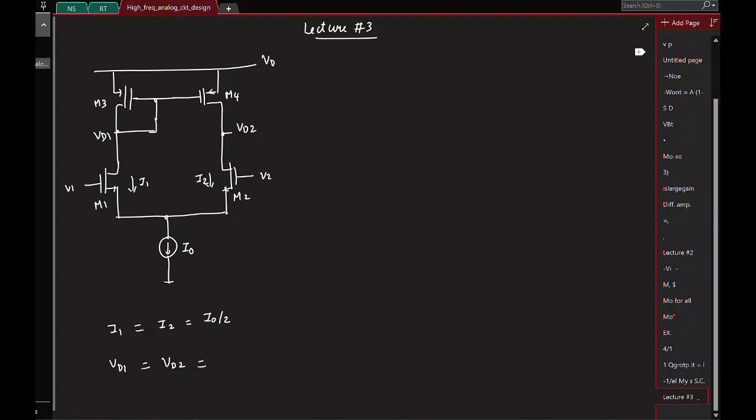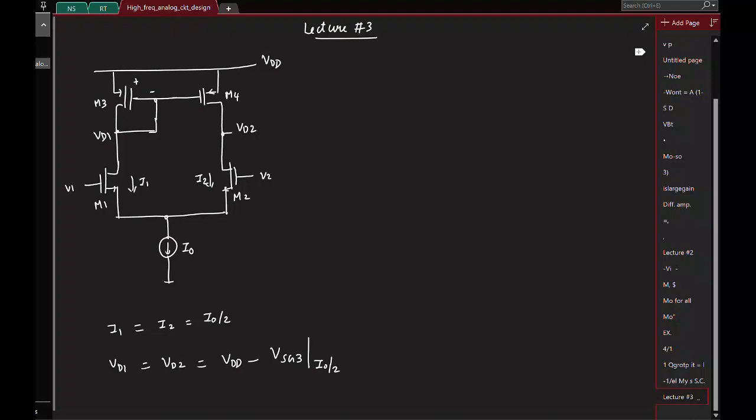And what was it equal to? Yeah, if I call this supply VDD, it is basically the supply minus the source to gate drop of the PMOS transistor. So I'll write it like this: source to gate of the transistor M3 when it is biased at a current of I0 by 2. That's the notation we'll follow. Okay, great.